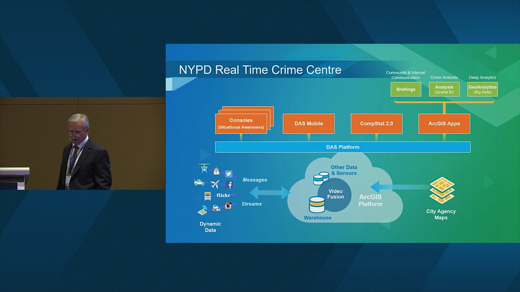New York City has one of the best real-time crime centers in the US. Their goal is to leverage GIS even further, and this is the architecture that they're moving towards, where they can do even more with GIS and do it very quickly.